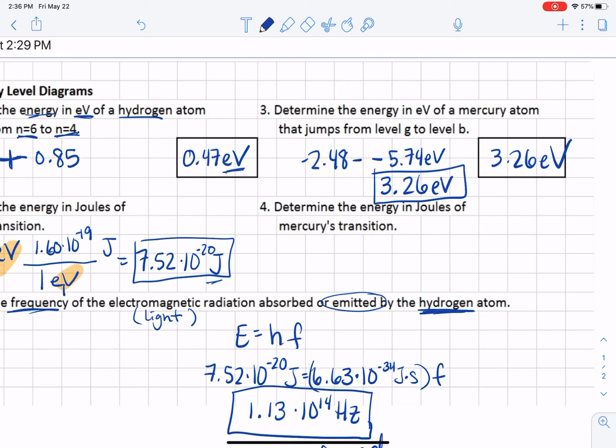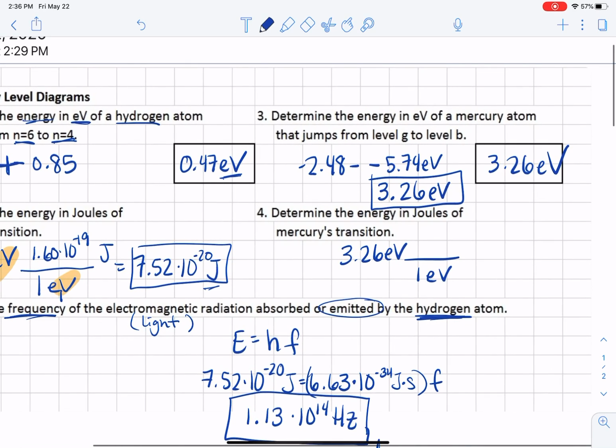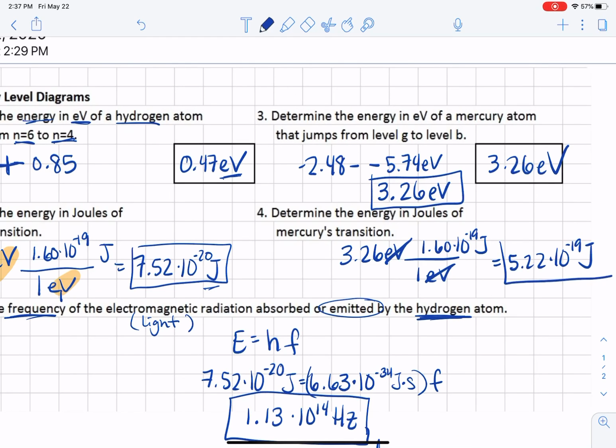Okay, and then it says determine the energy in joules of Mercury's transition. So just like we did over there, we have to convert electron volts into joules. So 1 electron volt is 1.60 times 10 to the negative 19 joules. Electron volts cancel out. You multiply that straight across and you get 5.22 times 10 to the negative 19 joules. All right, that is it.